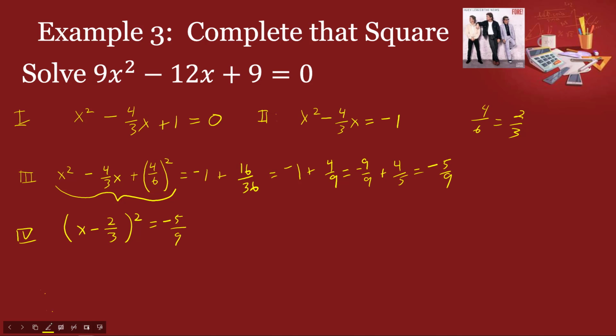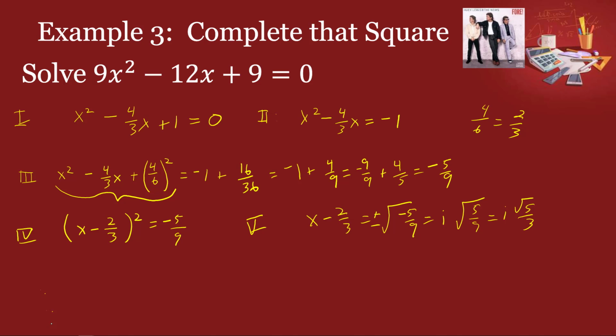Okay, now step 5 is to solve using the square root property. So we will have x minus 2/3 is equal to the square root of -5/9. That's going to be equal to i times the square root of 5/9, which will be i times the square root of 5 divided by 3. All right, so, oh, and I should say, I'm sorry, I forgot the plus or minus here.